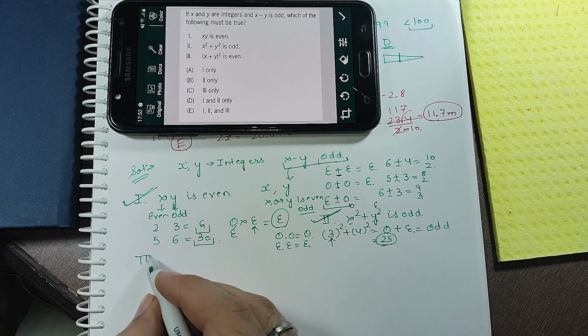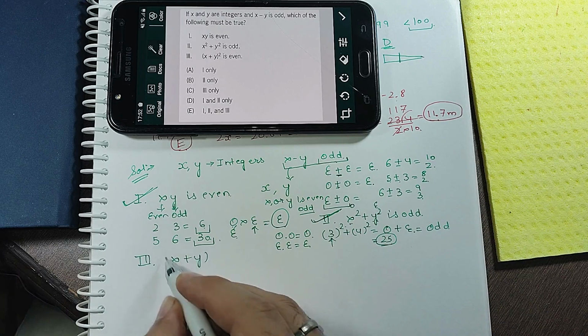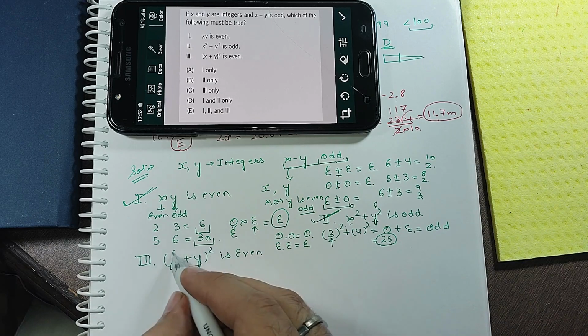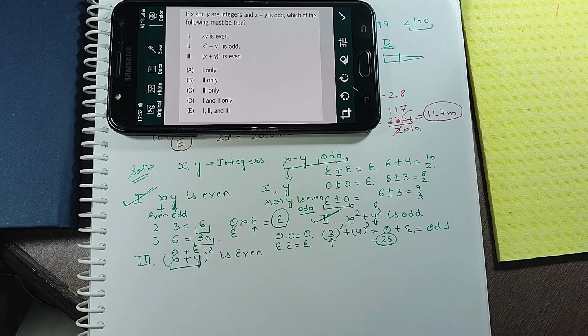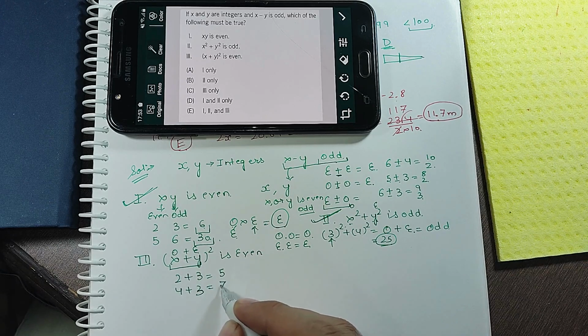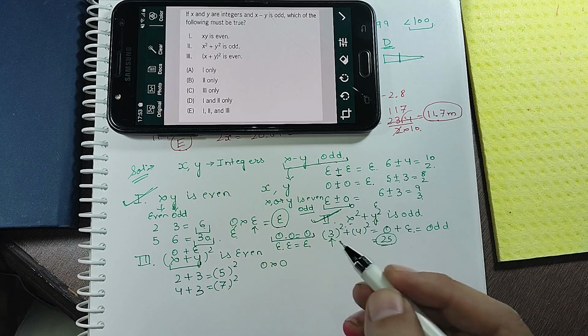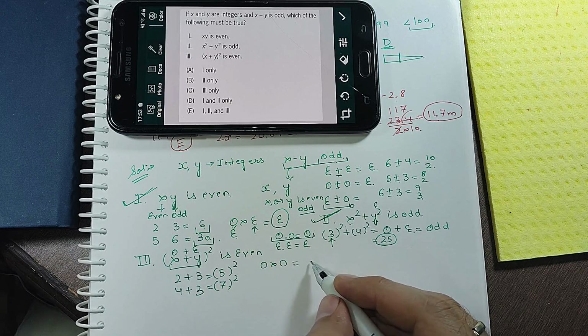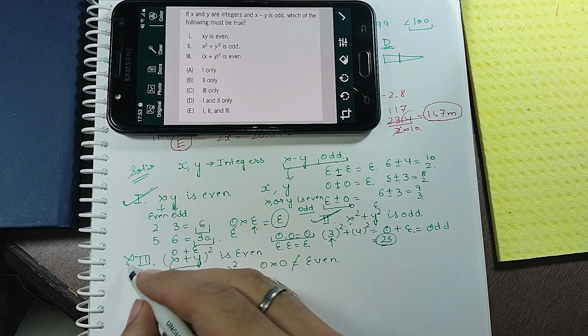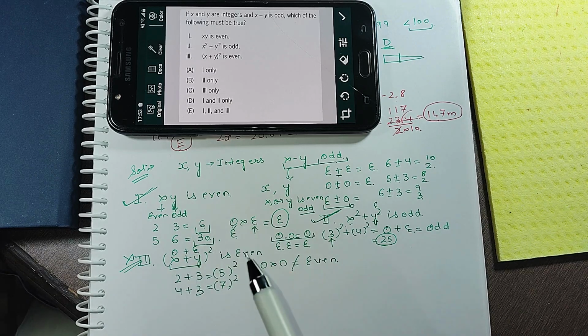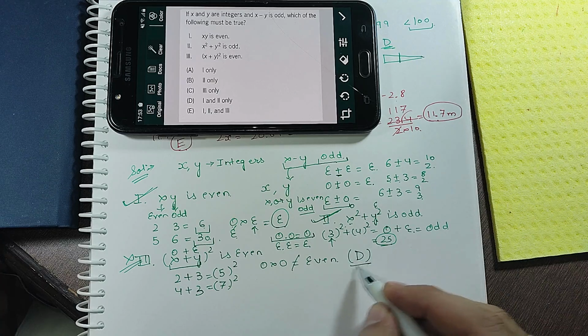Now moving to the third statement, (x plus y) whole square is even. Odd plus even always gives us an odd number. Let us suppose 2 plus 3 or 4 plus 3, so this will be 5 and this will be 7. Odd multiplied by odd always gives us an odd number. So in this case, it can't be even. This condition is not satisfied. So our right option will be 1 and 2 only. Option number D is the right answer.